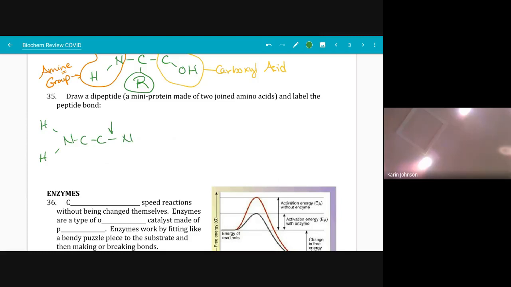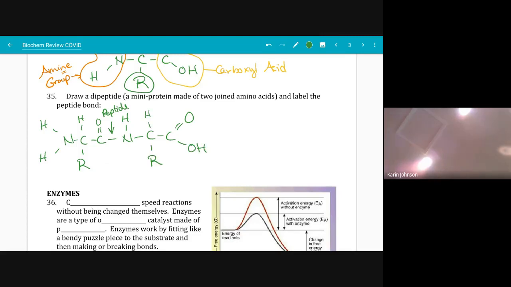So right here, this is called a peptide bond, and that's the bond between the 2 amino acids. So here's my first R group, and then this is double bonded to an O, and now that carbon has 4 bonds, and now this nitrogen has 1 hydrogen. Now it has 3 bonds, and then we finish off with a carboxyl acid group, a little hydrogen, and an R group.